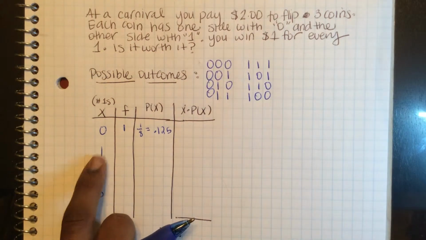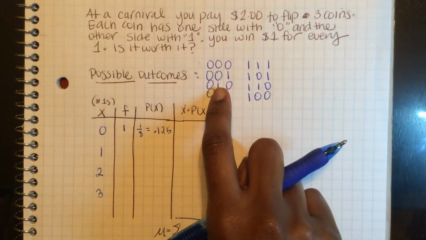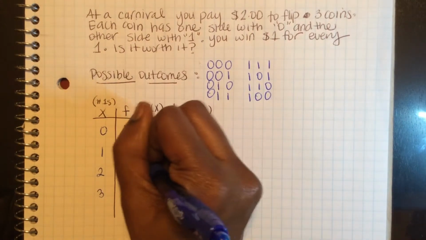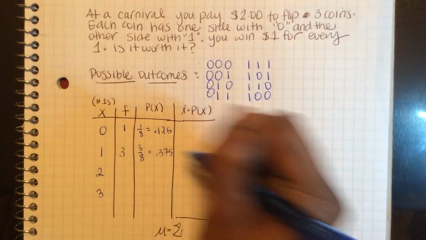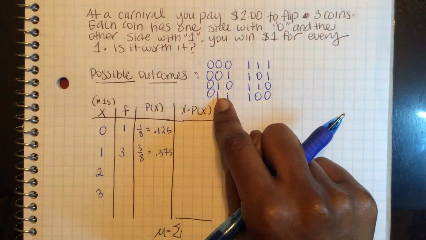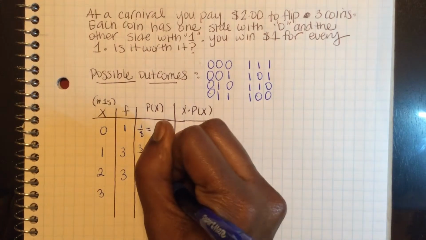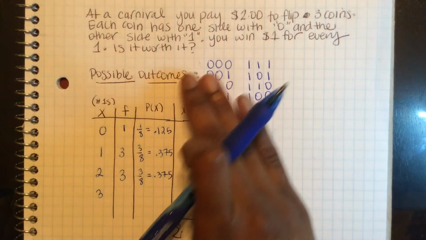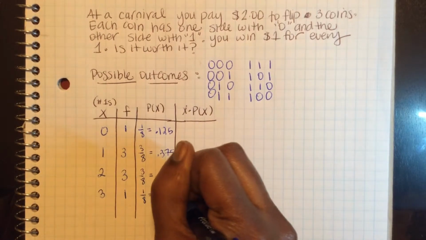The next one is how many of my options have 1 one. There are 1, 2, 3 options. So the probability of that is 3 out of 8, which is 0.375. Now, how many of my outcomes have only 2 ones? 1, 2, 3. Another 3. 3 out of 8 is 0.375 probability. And then how many of them have all 3 ones? Only 1 possible option. 1 out of 8 is 0.125.